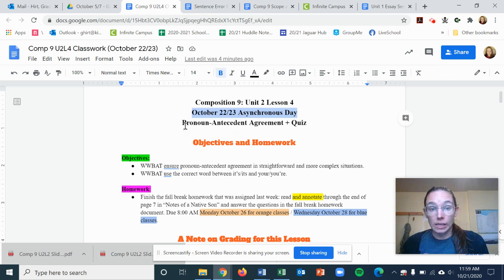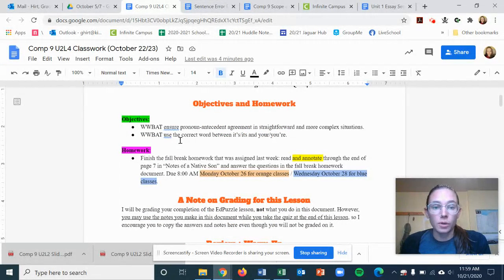What we are doing today is pronoun-antecedent agreement, and you're going to take a quiz on this topic at the end of this class. So our objectives are right here. We are going to learn how to ensure pronoun-antecedent agreement in straightforward and more complex situations.